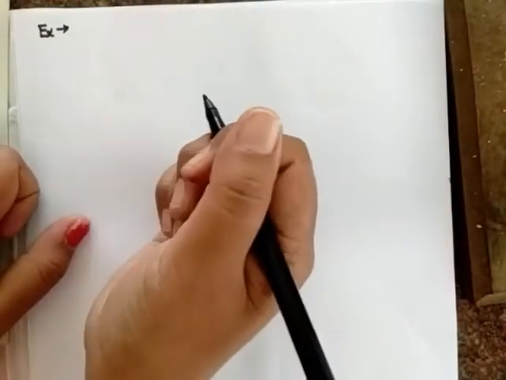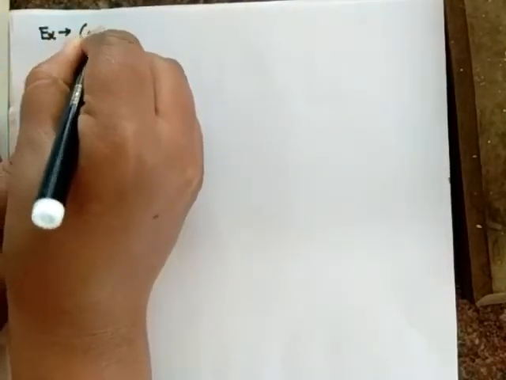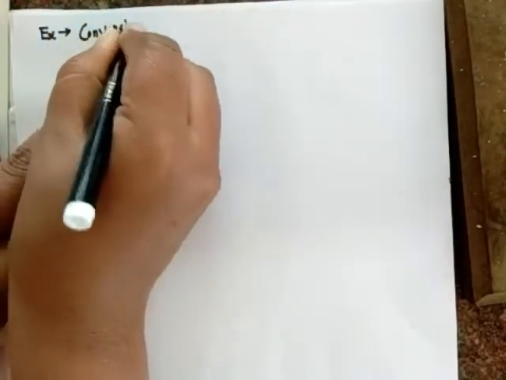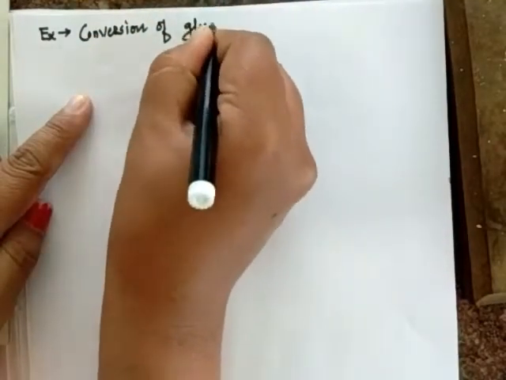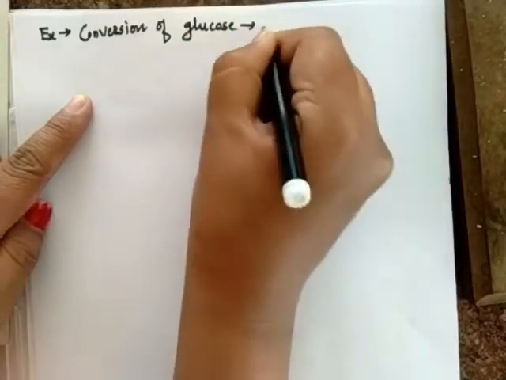Let's take some examples of daily life. I'll take just an example for this, that is nothing but conversion of glucose into ethanol. Example, conversion of glucose to ethanol.